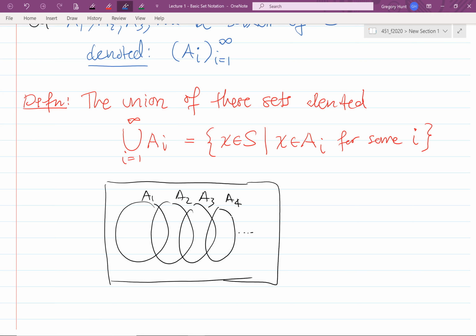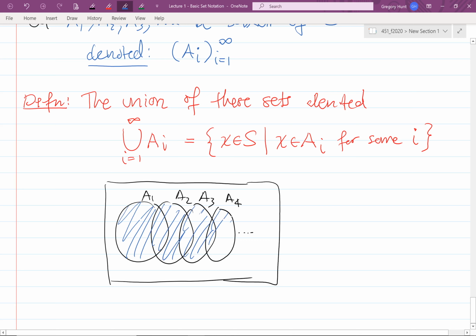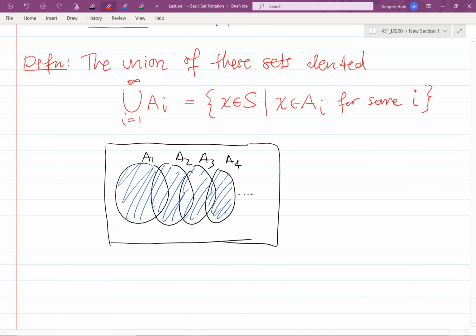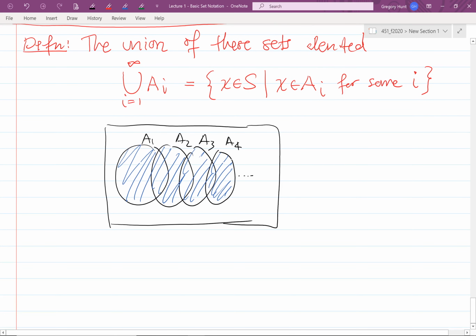The union of all of these is just the stuff that's in any of them. So it's kind of the combined shaded region of the infinite number of sets. So that's our definition of an infinite union. And there are analogous properties of these unions. One of them is the quiz problem for this week. But we can look at an example of this.